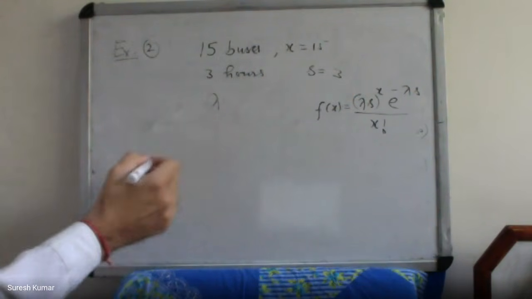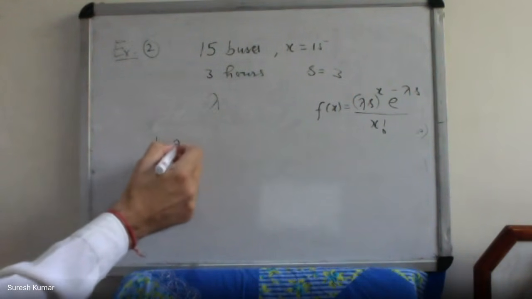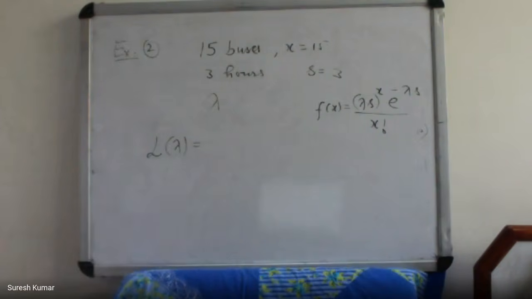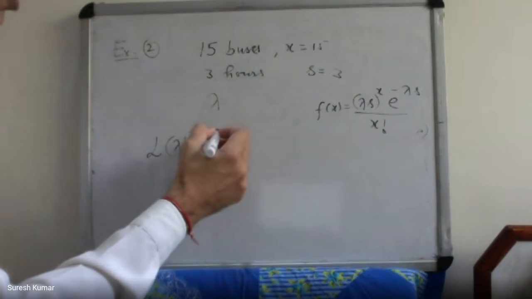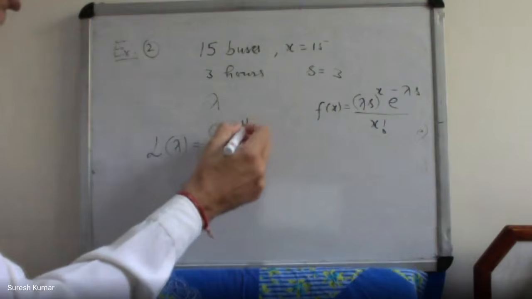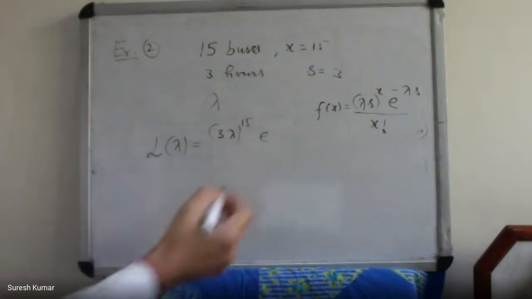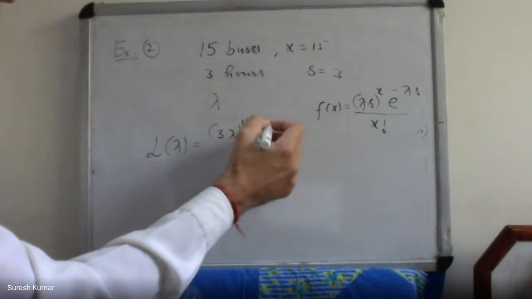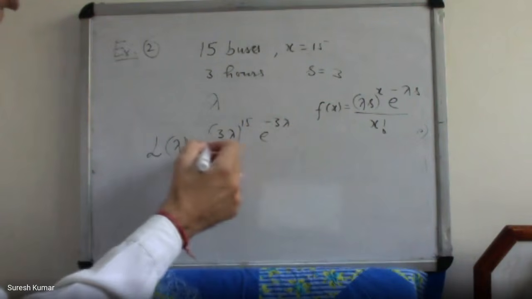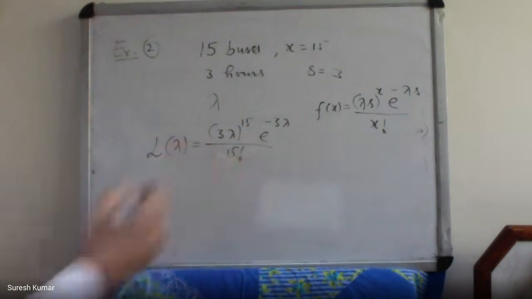So write the likelihood function of lambda, the likelihood function in terms of lambda for your given sample. This is (3 lambda) power 15 into e power minus lambda s, that means minus 3 lambda, over 15 factorial. Do it further yourself. Take logarithm on both sides, put the derivative equal to 0, and see finally which value of lambda you get.